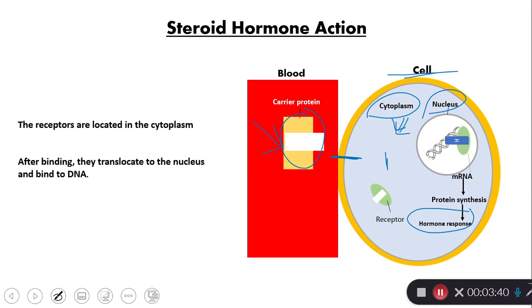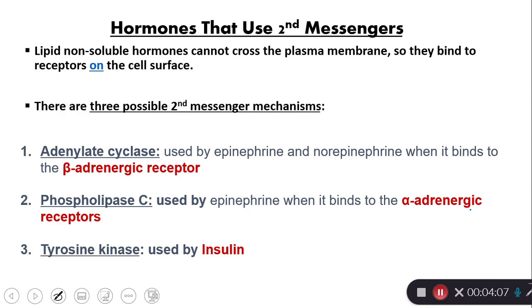This takes time. That's why the action of the lipid-soluble hormones is slower than the action of the water-soluble or the lipid non-soluble, because the lipid-soluble produce proteins, and this is a time-consuming process. The water-soluble ones change some enzymes, and they do not produce proteins.